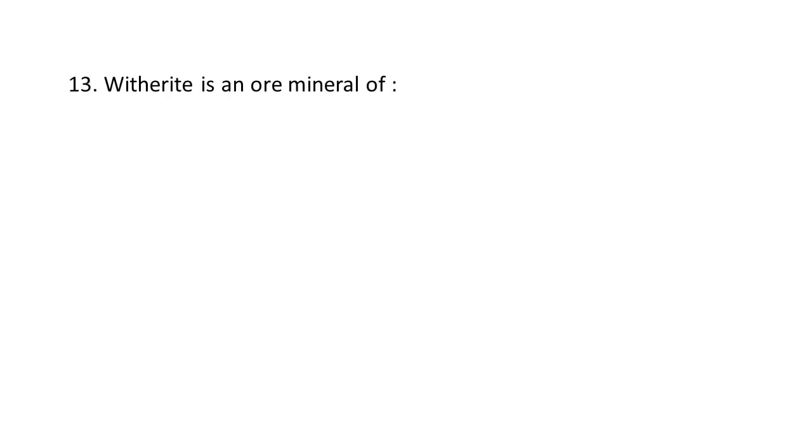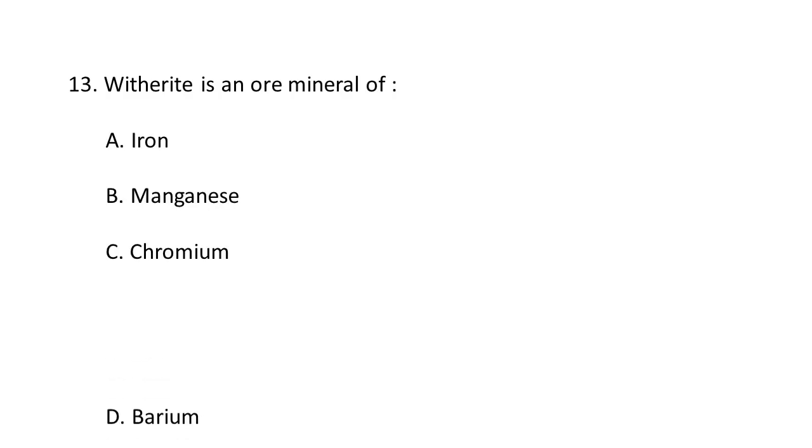Next question. Witherite is an ore mineral of A. iron, B. manganese, C. chromium and D. barium. Witherite is an ore mineral of barium. Witherite is a barium carbonate mineral, BaCO3, in the aragonite group. It crystallizes in the orthorhombic crystal system and is virtually always twinned. The mineral is colorless, milky white, grey, pale yellow to green to pale brown, and the specific gravity is 4.3, which is high for a translucent mineral.